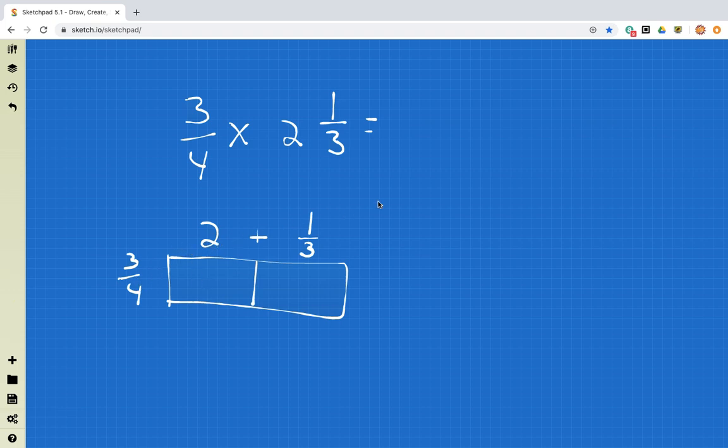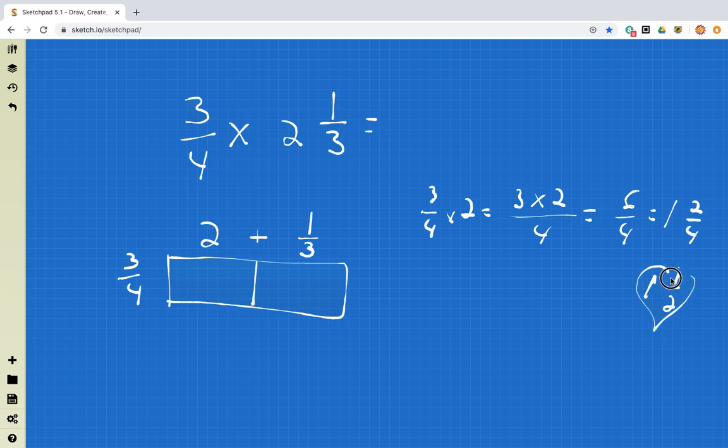3/4 times 2. The 3/4 times 2 is the same as 3 groups of 2 of these things called fourths. So this is going to be 6/4, which simplifies to 1 2/4, which is the same as 1 1/2, right? So 3/4 times 2, that's 1 1/2.